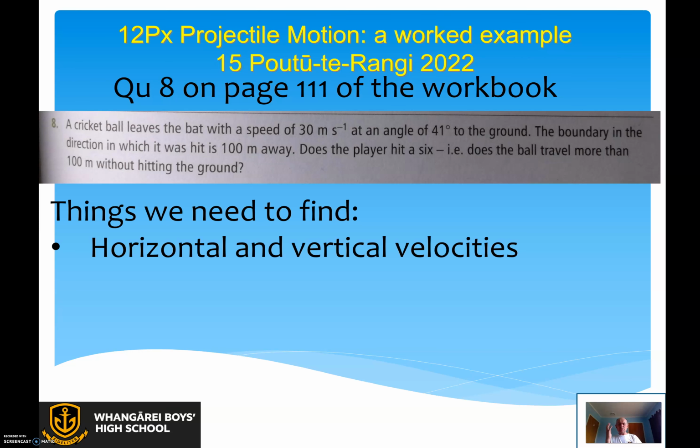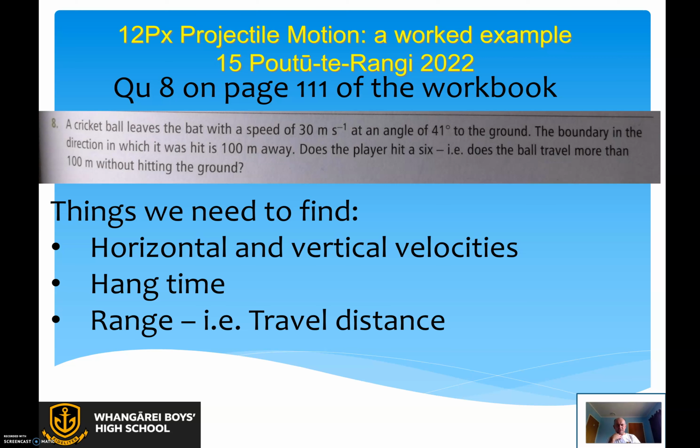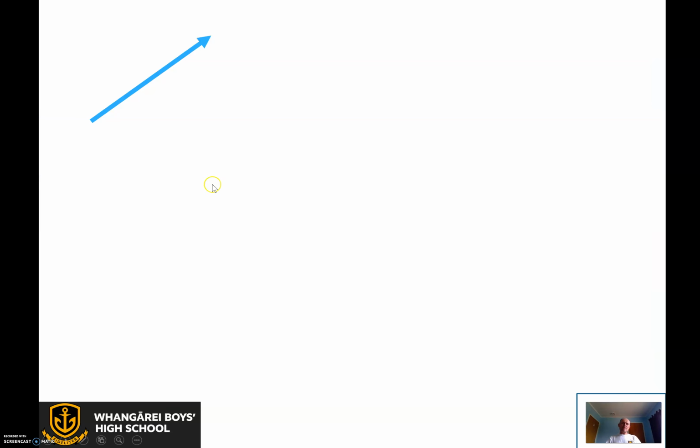We need to find these things. We need to find the initial, I forgot to write initial, but it doesn't matter, horizontal and initial vertical velocities. We'll then use one of those to find the hang time. The vertical velocity will help us find the hang time, the time that the ball is off the ground and traveling away from the ground, and we need to find the travel distance, which is what the question's all about. So this is the velocity of the ball leaving the bat, 30 meters per second, 41 degrees above the horizontal, shooting away.